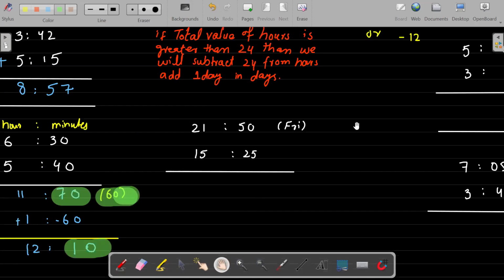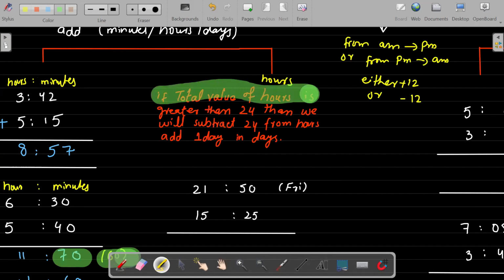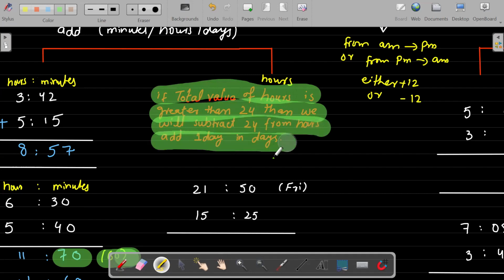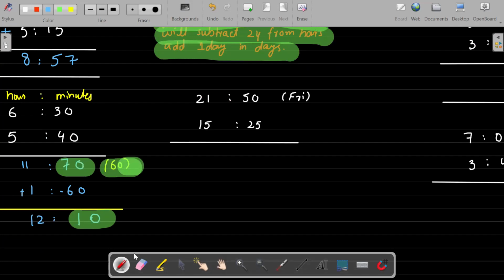Now let's move to the next rule. Our next rule says that if the total value of the hours reaches 24, then we will subtract 1 day in the days. What is meant by that? Look, first I'm going to solve this.